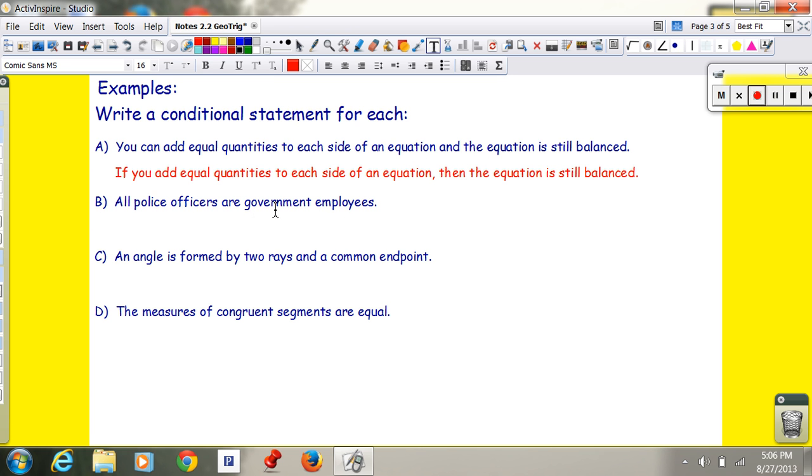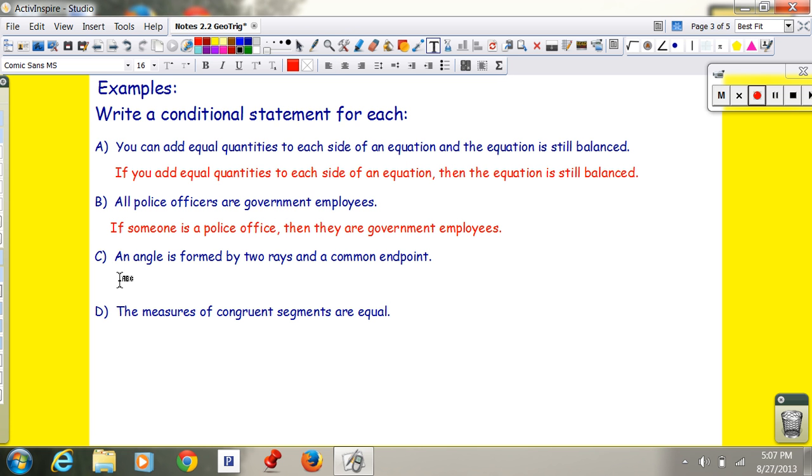All police officers are government employees. Pause the video, see if you can write it yourself before I show you. What you should have written is, if someone, or if somebody, is a police officer, then they are government employees. So if someone's a police officer, then they are government employees. All police officers are government employees. If someone's a police officer, then they're a government employee. Okay, try the next one.